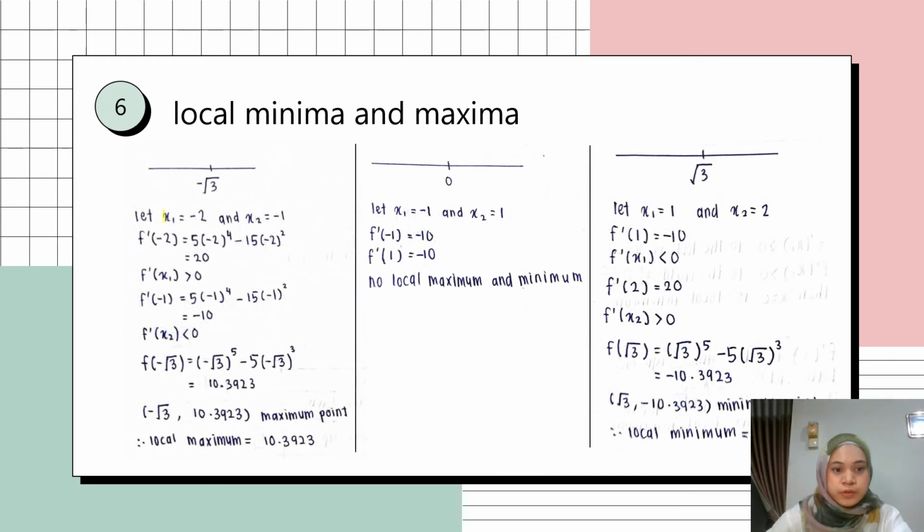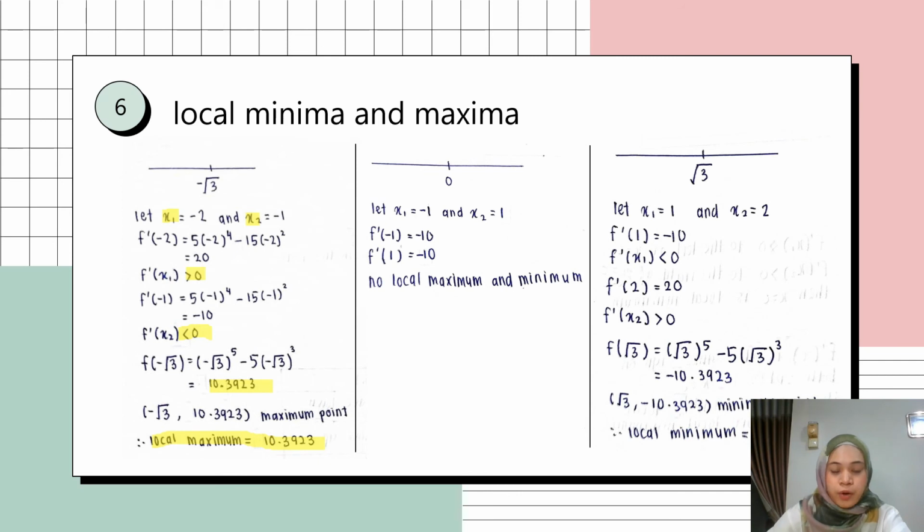As in the theorem before, we have to find the x1 and x2 of the points. So for negative square root of 3, I got x1 is negative 2 and x2 is negative 1, and I substitute them into the first derivative and get f prime of x1 is more than 0 and f prime of x2 is less than 0. To know whether it is a local minimum or maximum, I substitute negative square root of 3 into the function and get 10.3923. So based on the theorem before, we know that it is a local maximum.